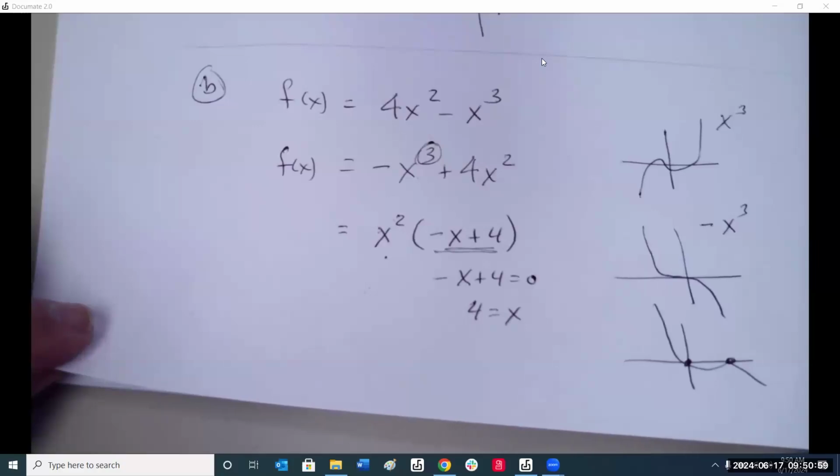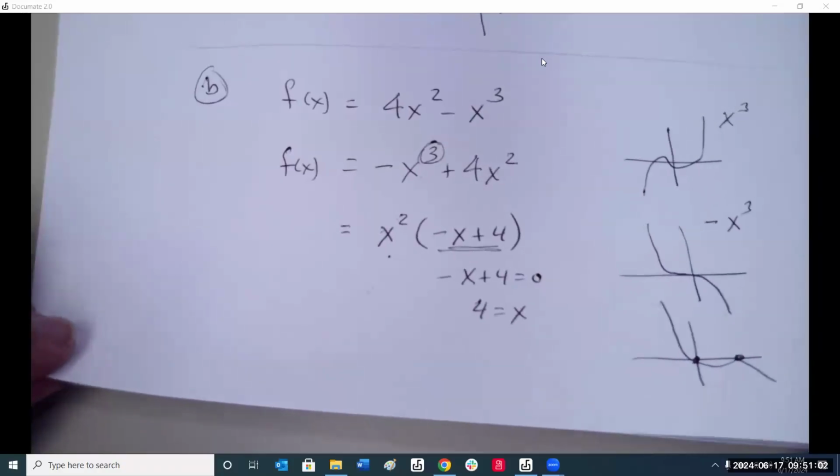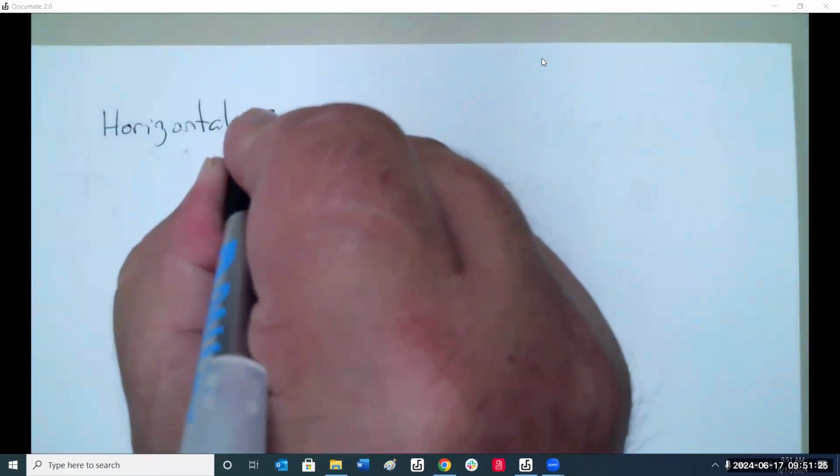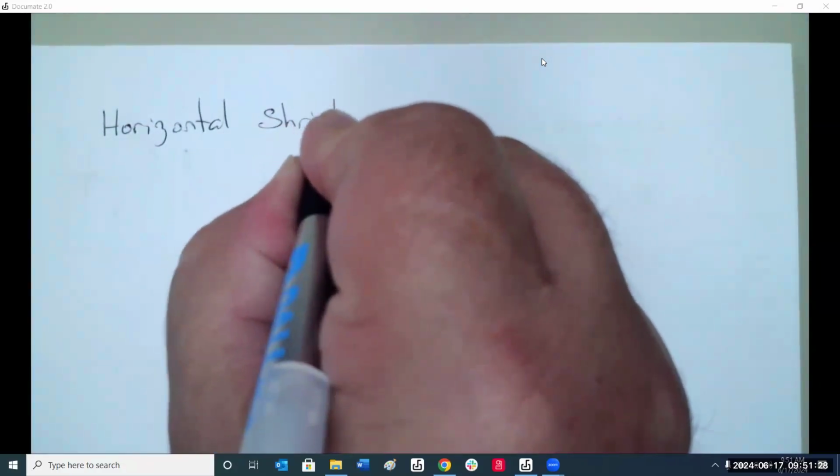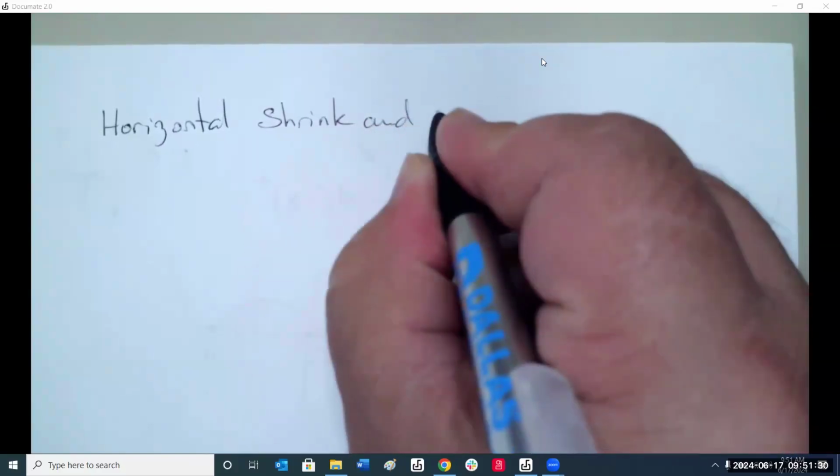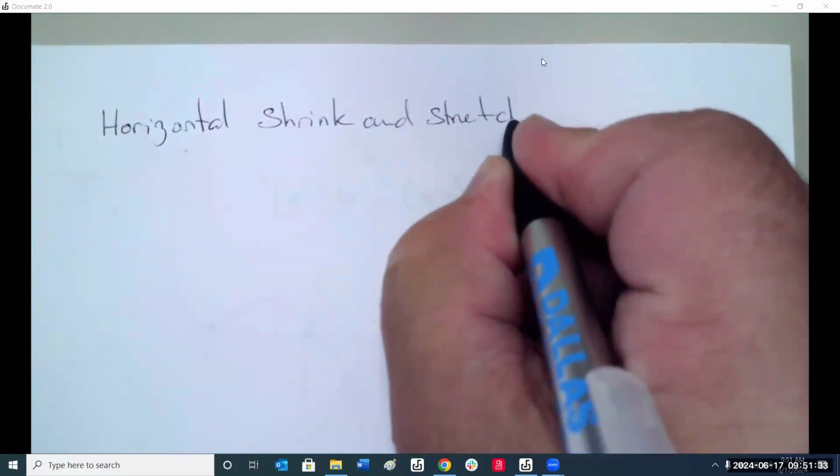Now let's look at vertical and horizontal stretch and shrinking. So again, if the negative is inside the function, then you flip across the y-axis. If the negative is outside the function, then you flip across the x-axis. Horizontal shrink and stretch.